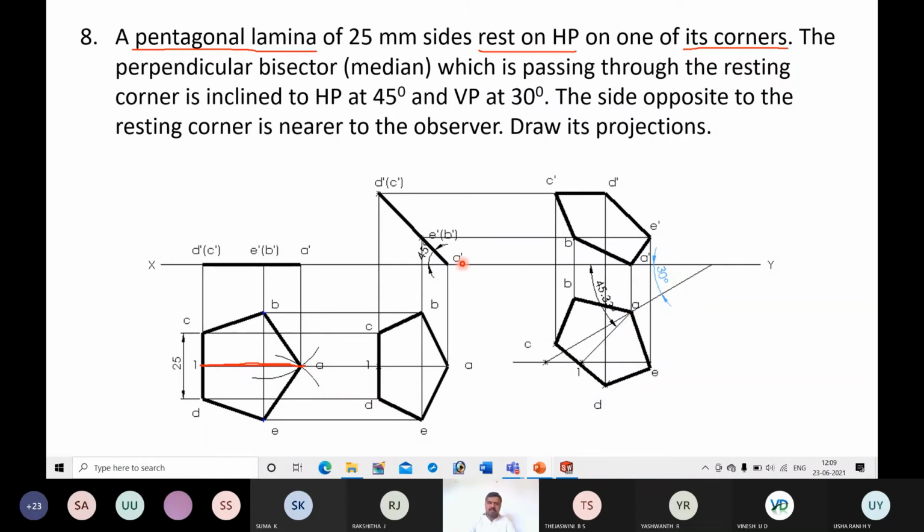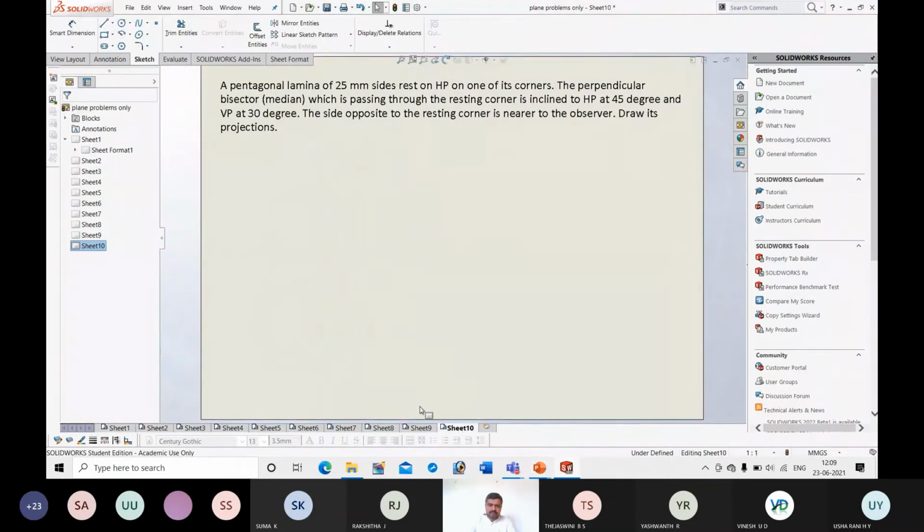I will solve the same problem on SolidWorks. A pentagonal lamina of 25 mm sides rests on HP on one of its corners. The perpendicular bisector which is passing through the resting corner is inclined to HP at 45 degree and VP at 30 degree. The side opposite to the resting corner is nearer to the observer. Draw its projections. Later we will discuss the last statement, the side opposite to the resting corner. I will explain this later. First I will start drawing the solution.